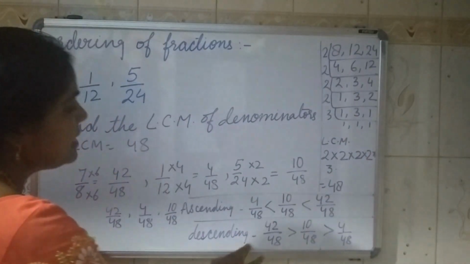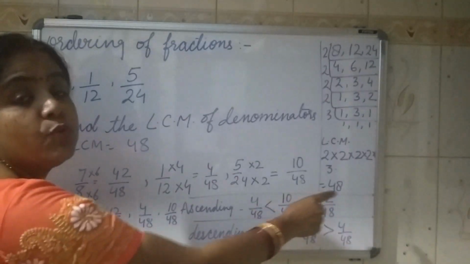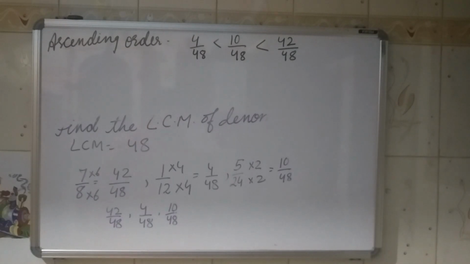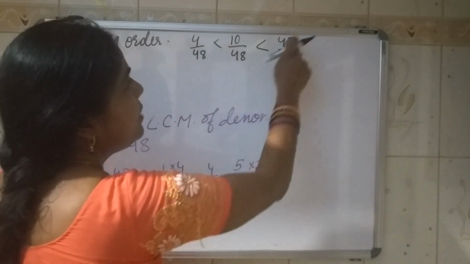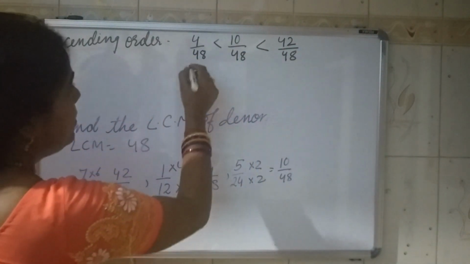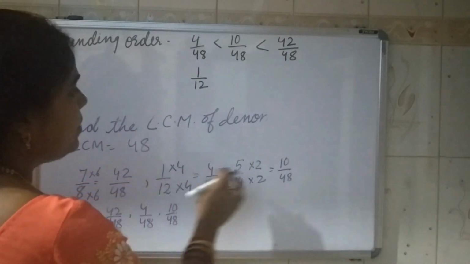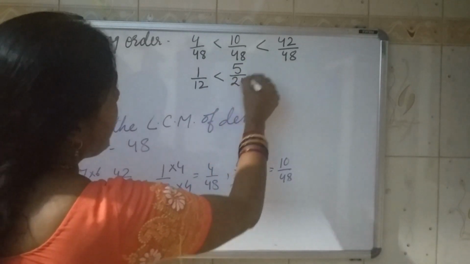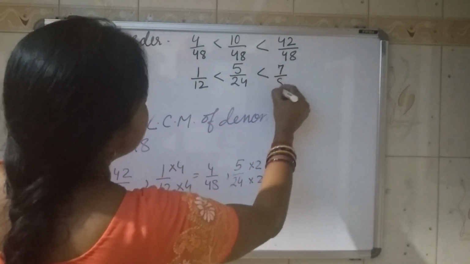So next, the smallest fraction will come first because it is ascending order, smallest to biggest. Descending order is biggest to smallest. So ascending order is 4 upon 48, 10 upon 48, 42 upon 48. This 4 upon 48 came from 1 by 12, so we will write down here 1 by 12. This 10 upon 48 came from 5 by 24, so we will write down here 5 upon 24. And this 42 upon 48 comes from 7 upon 8, so we will write down 7 upon 8.